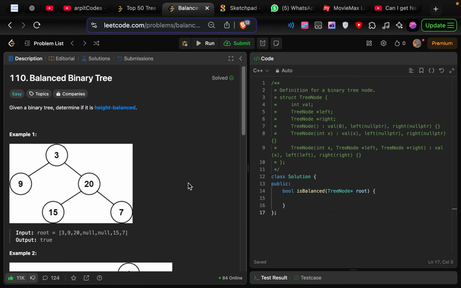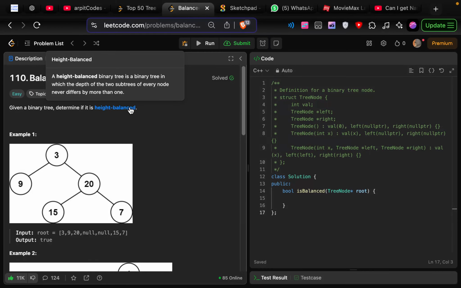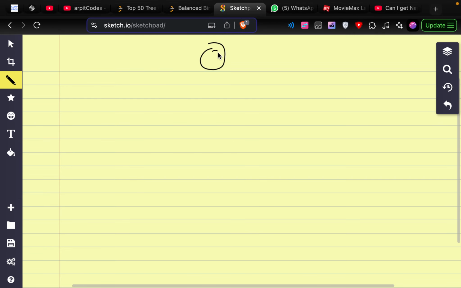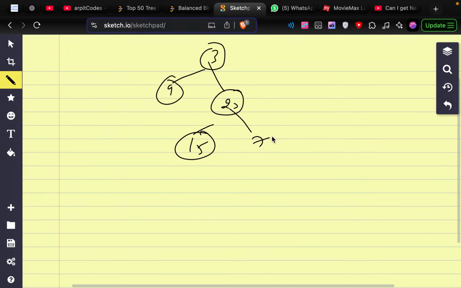Okay, so the question that we have to do is balanced binary tree, where balanced or height balanced means that the depth of the two subtrees of any node should not differ by more than one. So what that basically means is, let's say we have 3, 9, 20, 15 and 7.